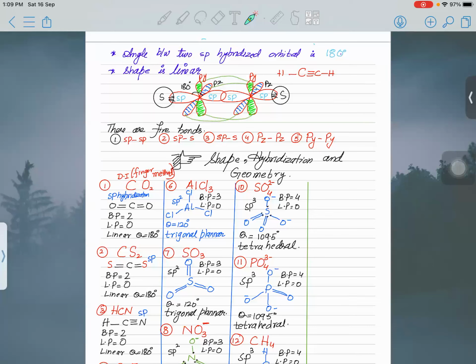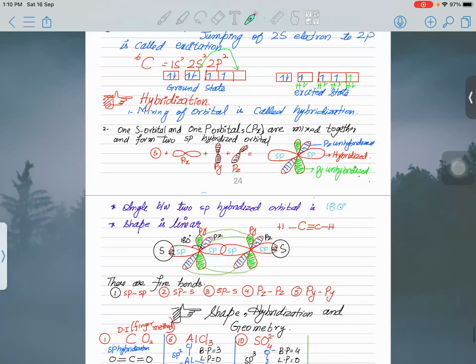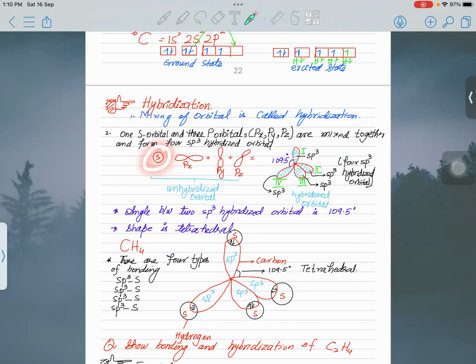So we have three types of hybridization: sp, sp2, sp3. In sp3, you have px, py, pz along with s. In sp2, you have three hybridized orbitals only: s, px, py. In sp, you have only two hybridized orbitals, s and p. This is the s orbital, and this is px, py, pz. When you mix all of them, four orbitals are formed, called sp3.